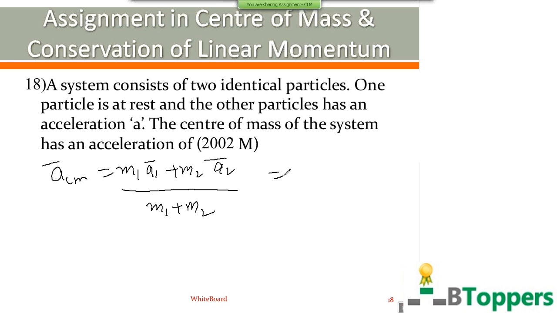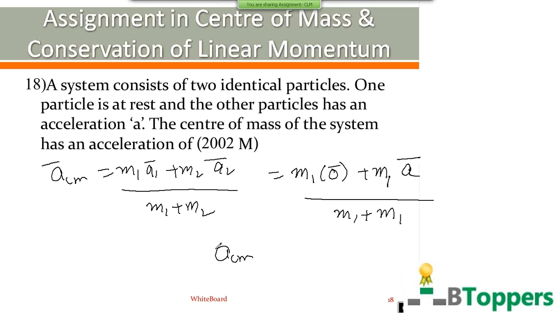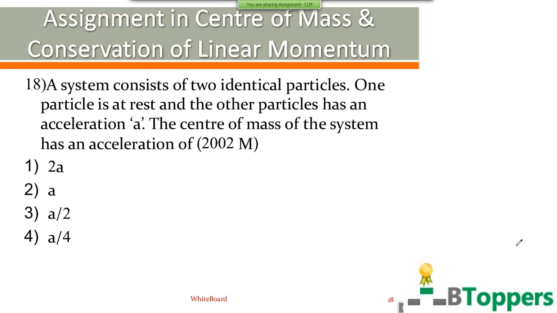Here both the particles have the same mass because they are identical particles. The acceleration of one of the particles you can take as 0. The mass of the second particle m2 is also equal to m1. The acceleration of the other particle a2 bar is equal to a bar. You can try to simplify it yourself. So you get acceleration of the center of mass equal to a bar by 2, that means half of the acceleration of the second particle. So for question number 18, the third option is the answer.